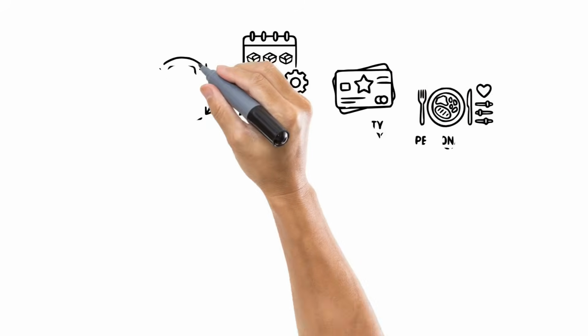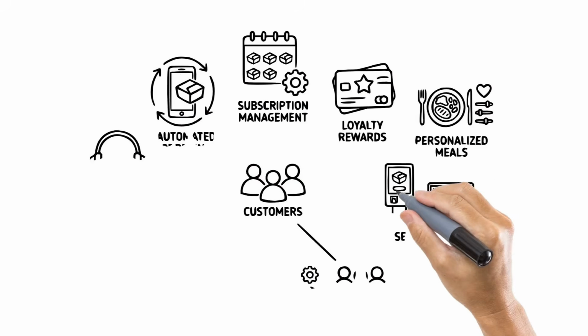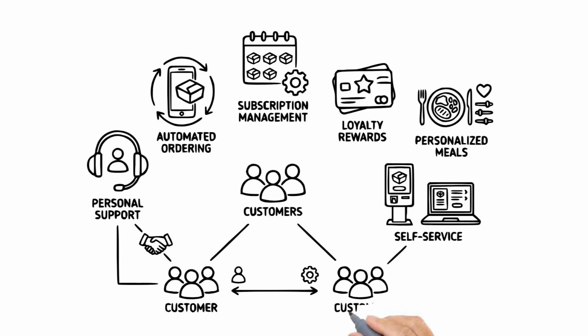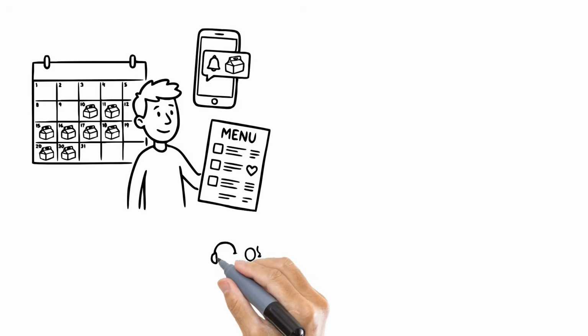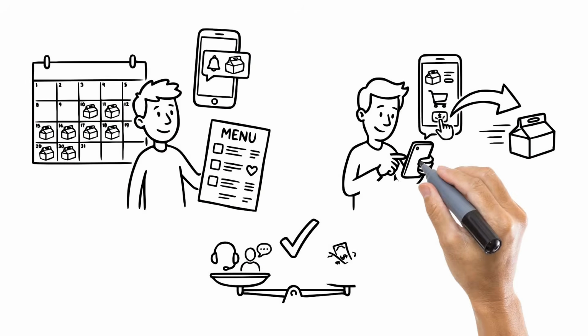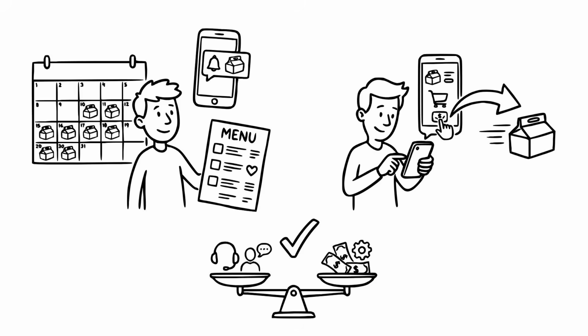Decide what type of relationship customers expect. Your business could provide personal support, automated ordering, subscription management, loyalty rewards, personalized meal recommendations, or self-service options. Different customer segments may require different levels of interaction. For example, a weekly subscriber might receive personalized menu recommendations and automatic delivery reminders. An occasional customer may simply need a fast ordering process. The goal is to provide enough support without creating unnecessary operating costs.